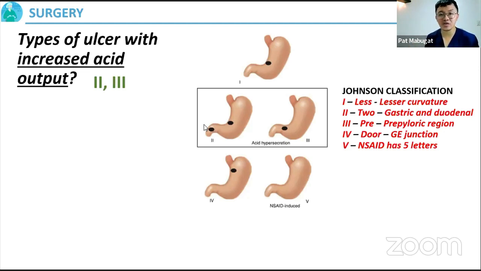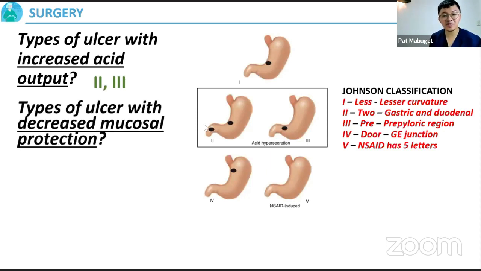1, less: lesser curvature. 2, two: two ulcers, gastric and duodenal. 3 is pre. Pre-pyloric means just before the pylorus, there you have an ulcer. 4 is door, the opening into the stomach. If you have the stomach here and your GE junction here, the door is right here, right? So if the peptic ulcer is there, that's type 4. And 5 is NSAID, because NSAID has 5 letters, okay? So 1 less, 2 two, 3 pre, 4 door, 5 NSAID.